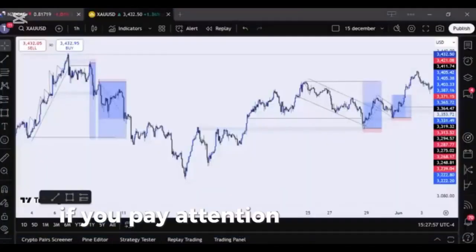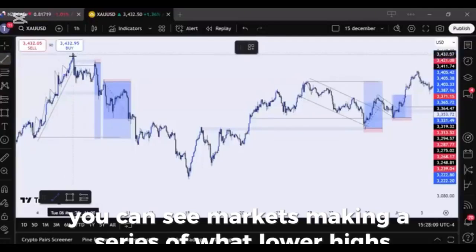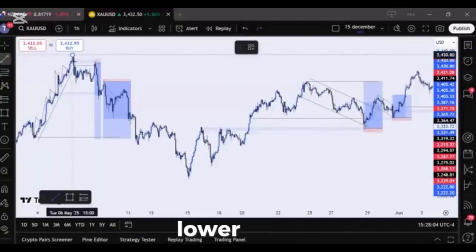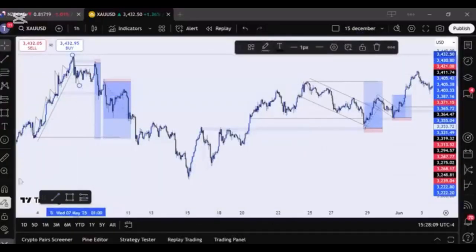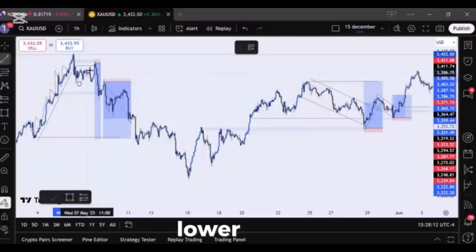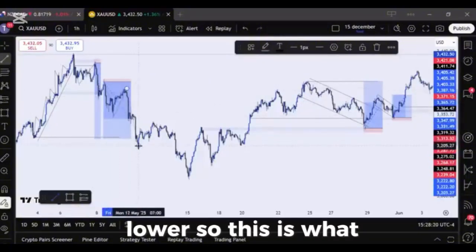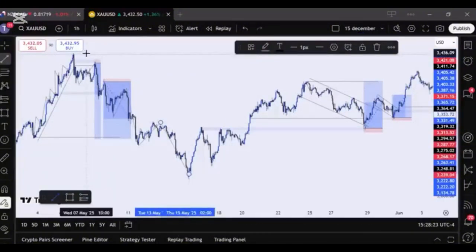Because if you pay attention here on the 1 hour time frame, you can see market is making a series of what? Lower highs, lower lows. You see lower highs, lower lows, lower highs, lower lows. So this is what? Lower highs. This is what? Trend line liquidity here.